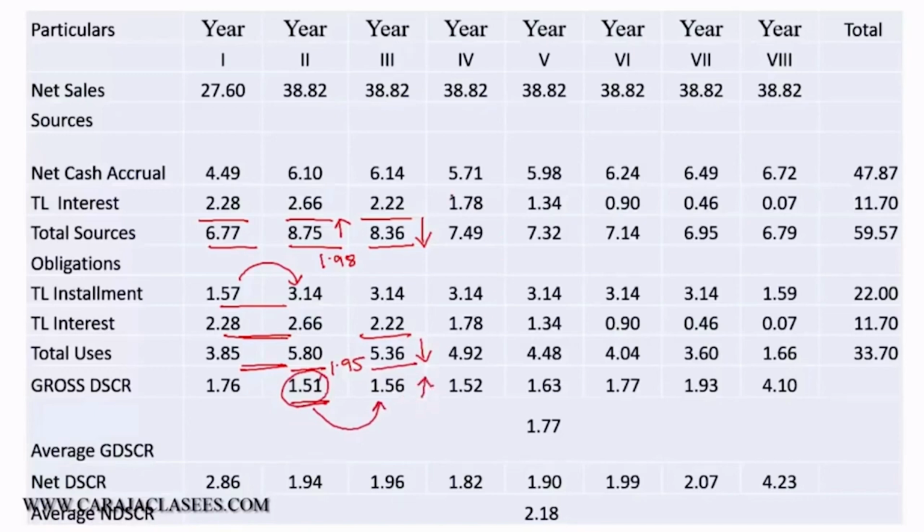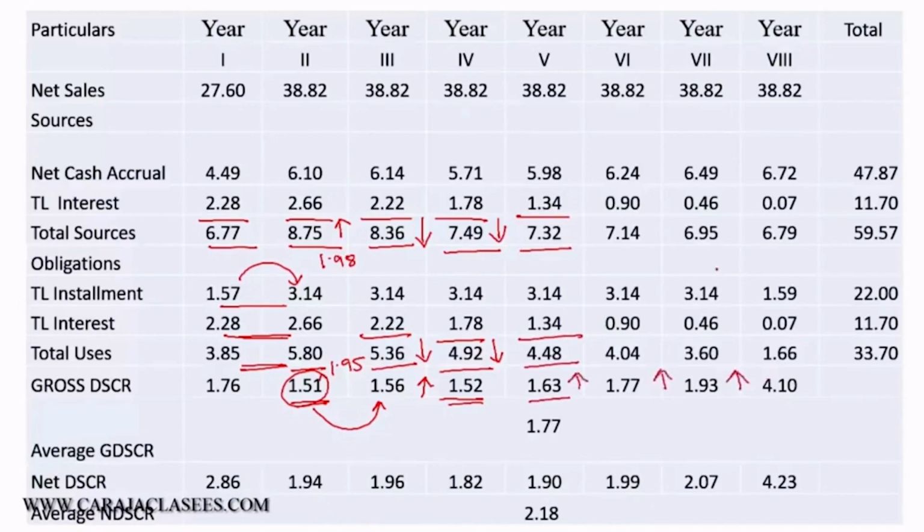Okay, fine. Then in year 4 it is coming down even further, and to the rescue, uses is also coming down. This is coming down, which is a bad sign. This is coming down, which is a good sign. That's why the ratio is maintained above 1.5 itself. Then in year 5, sources 7.32, uses are 4.48. So now it is on an improving trend and it is improving year after year.